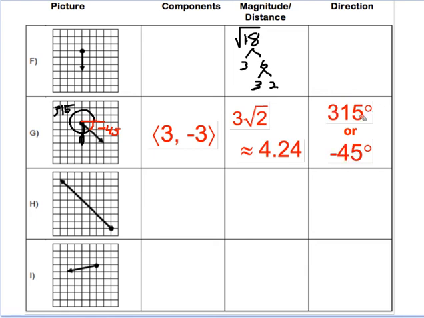Let's look and see what I have. Positive 315 degrees or negative 45. It is up to you on whether you want to have a negative or positive angle. Just make sure you know to start here and go around. This was from our last unit.